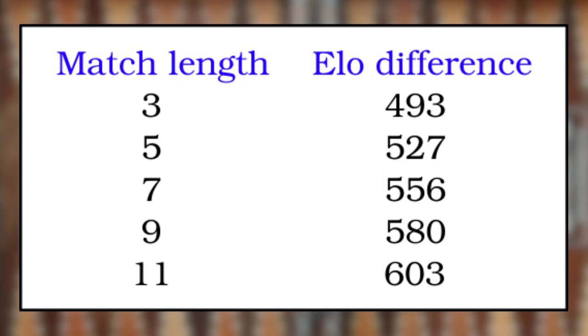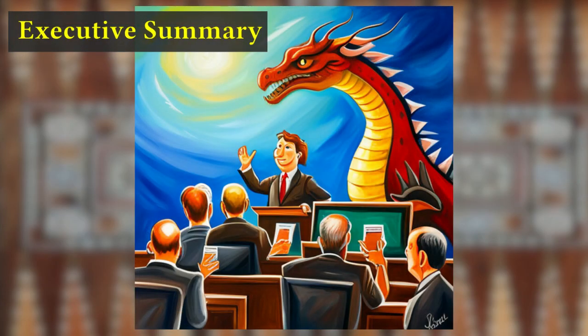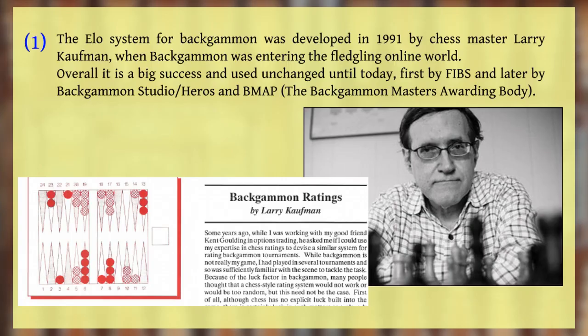And in Galaxy, until someone comes with a realistic model connecting Elo and PR, there's no fix and no useful comparisons. And this upbeat and cheerful note leads us into the executive summary. 1. The Elo system for backgammon was developed in 1991 by chess master Larry Kaufman, when backgammon was entering the fledgling online world. Overall, it is a big success and used unchanged until today, first by FIBS and later by Backgammon Studio and BMAP.